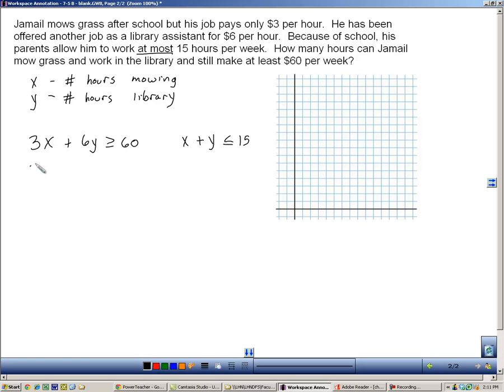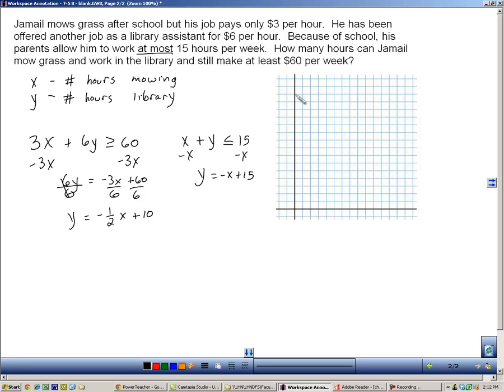I'll isolate the y. So 6y equals negative 3x plus 60. Divide everything by 6: y equals negative 1/2 x plus 10. There's my first equation. We'll do the second one since we're right here. So y equals negative x plus 15.